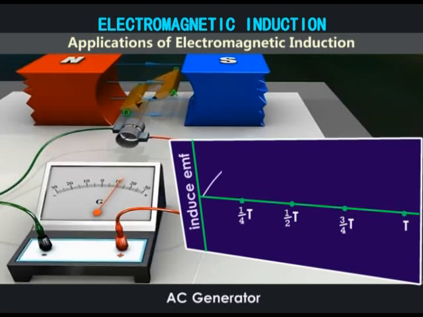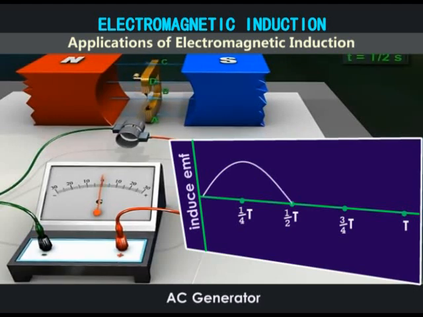Then at a quarter t seconds, the armature becomes horizontal. At this position, the rate of change of magnetic flux momentarily attains the maximum value. Thus, the induced EMF at this position is maximum. During the second quarter rotation, the induced EMF decreases. Then at a half t seconds, the armature again becomes vertical and the induced EMF is 0.